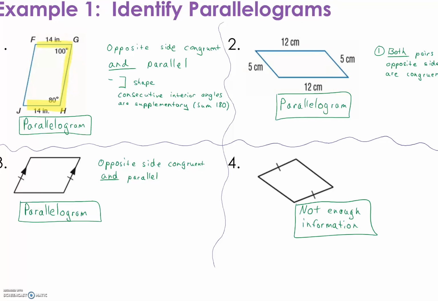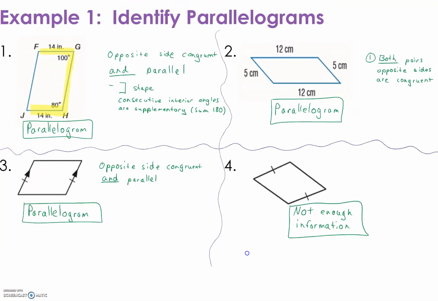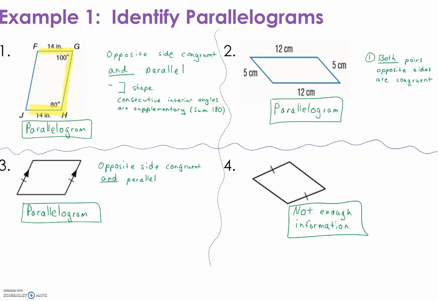Number 2, both pairs of opposite sides are congruent. Oops, sorry, that's cutting off your video there a little. Number 3, one pair of opposite sides are both congruent and parallel. Number 4 does not give us enough information. We just need more than that to prove it's a parallelogram.